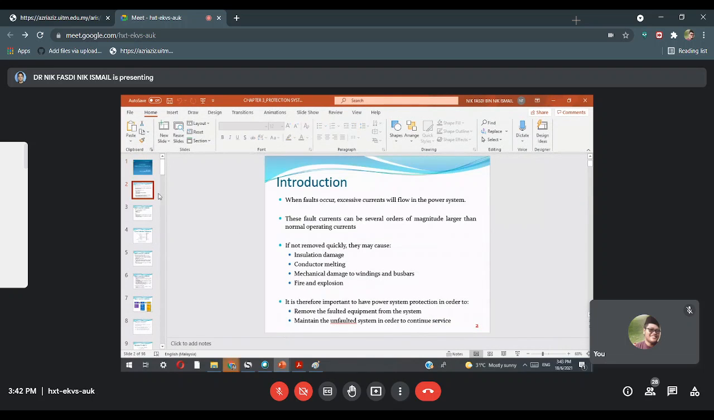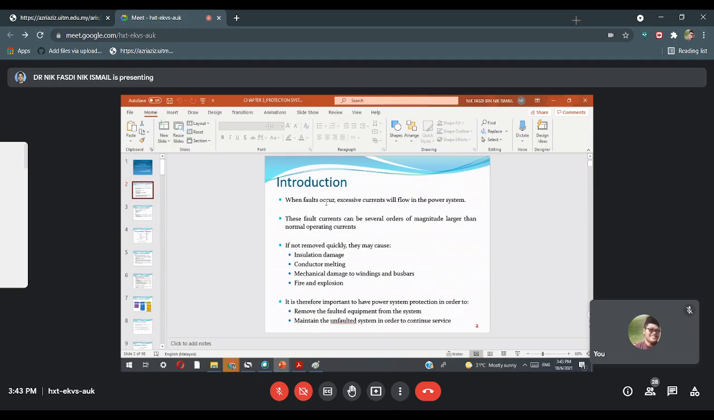Okay. When fault occurs, what is the protection? Nama pun you tahu, protection. You nak protect you punya equipment daripada power system network tu. So that's the protection. Okay, when fault occur, fault ni tak kisahlah.